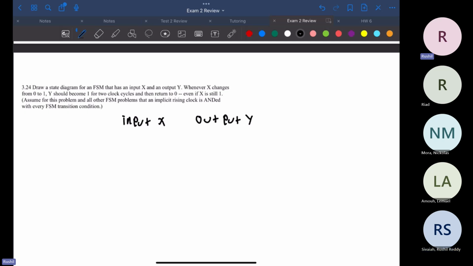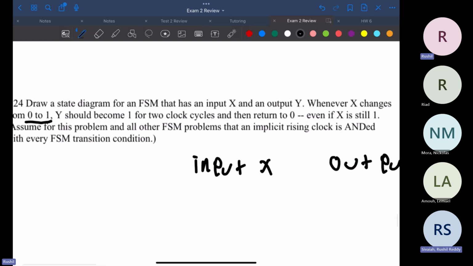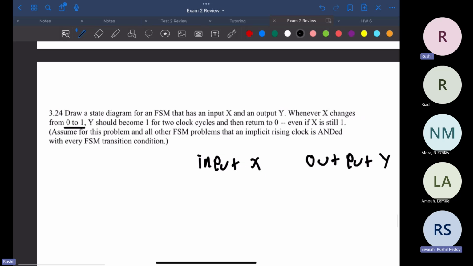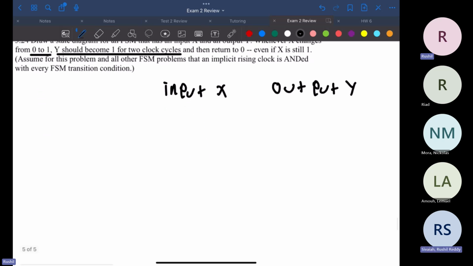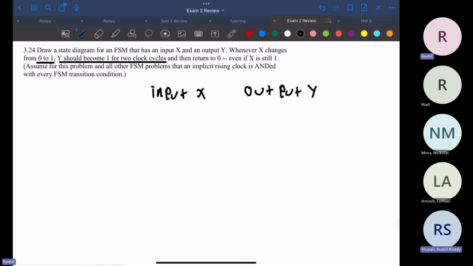Does everybody know what an FSM means? The word finite means that there's a certain number. Just have that in mind whenever we go over this. With this line right here, we know that there are at least two states. Then it says that y will become 1 for 2 clock cycles whenever x changes.